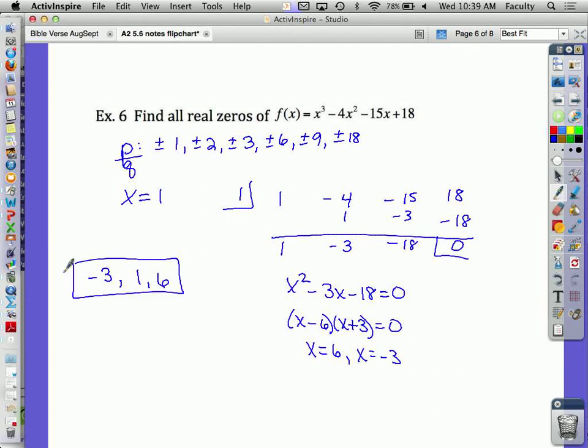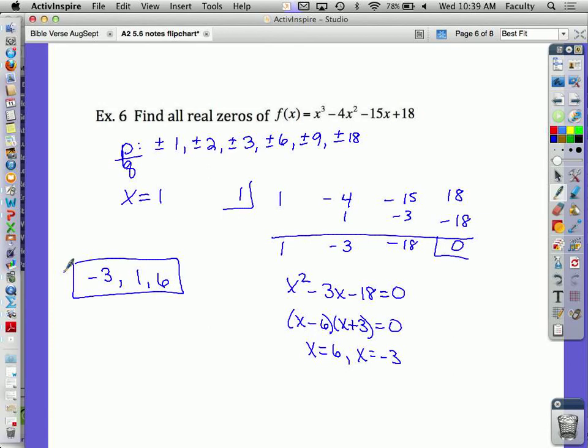Please be careful on the quiz Friday to read your problems carefully. If it says find the zeros, you need to find the solutions. But in 1 through 4, it said list the possible rational zeros. You're not finding them, you're just listing what are the possibilities.